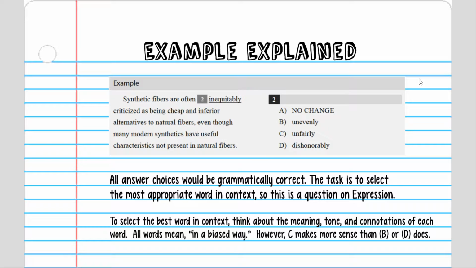To select the best word in context, think about the meaning, tone, and connotations of each word. All words mean in a biased way. However, C makes more sense than B or D does.